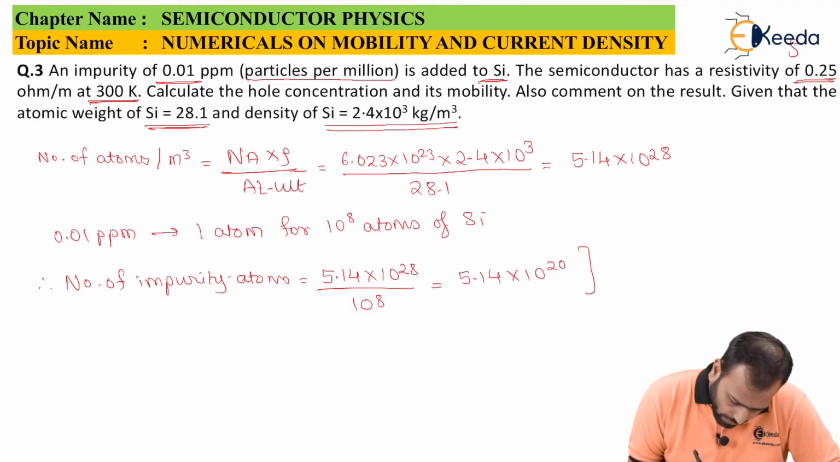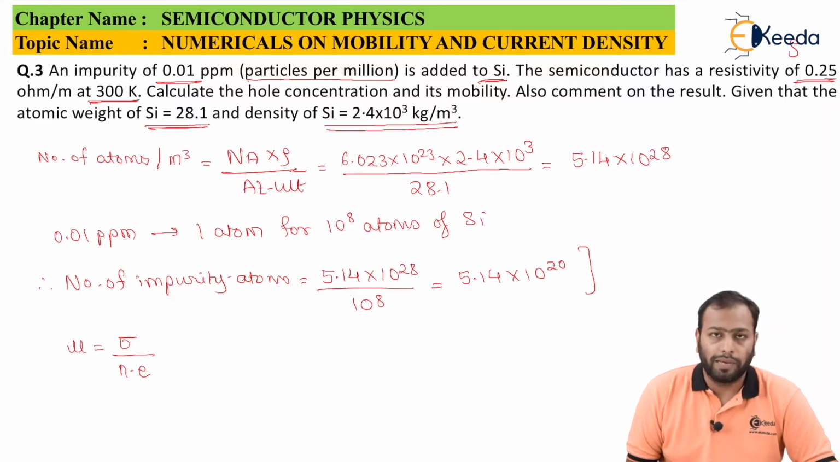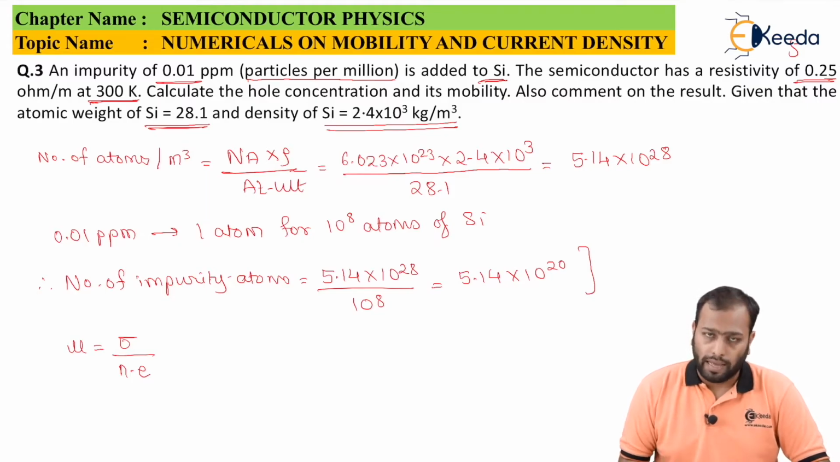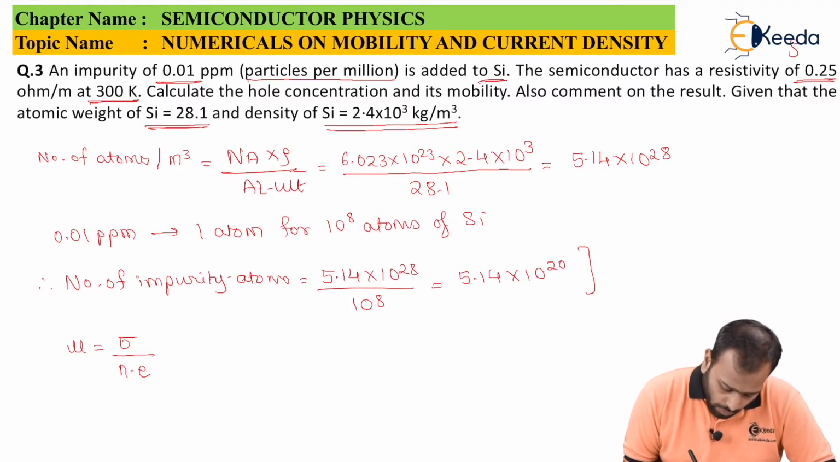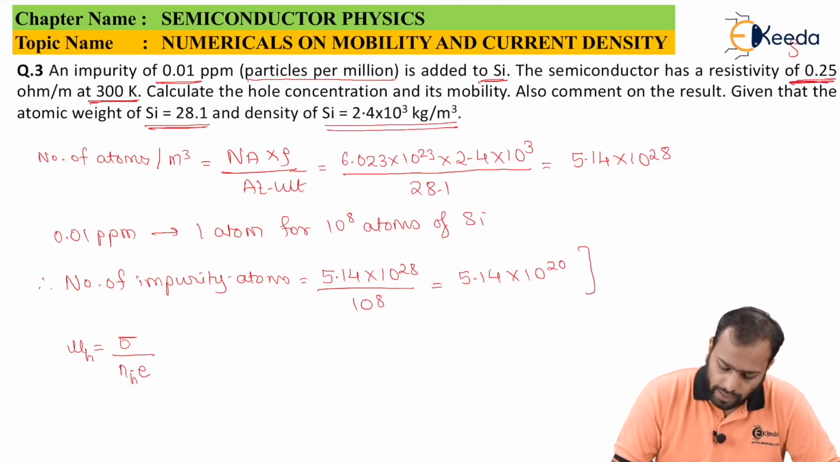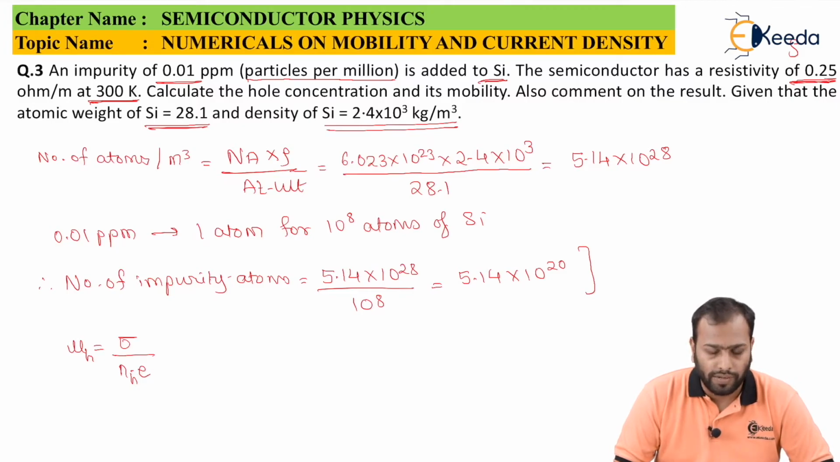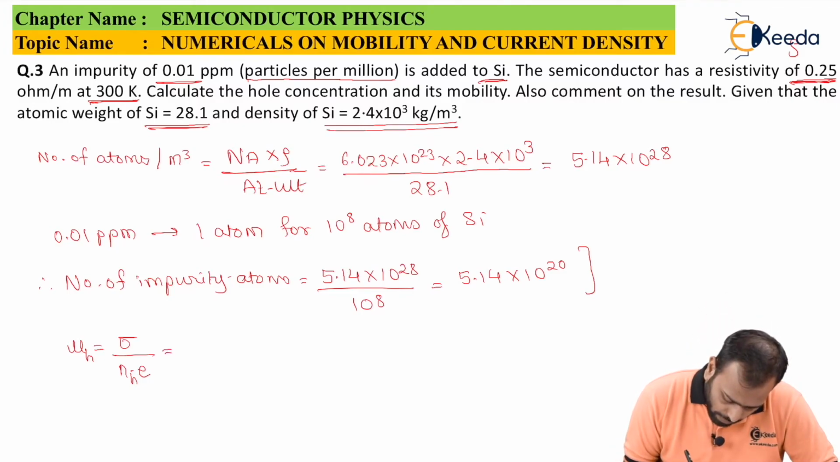Now, I know the formula that mu is nothing but sigma upon n into E. This is the general formula. As I told you, this is the most important formula, and as you have seen, all the numericals are based on this formula only. Since we are talking about holes, I would replace it as n of h into E. Also, I am given resistivity, and I know the conversion between resistivity and conductivity, so I'll replace this formula as 1 upon nh into E into rho.